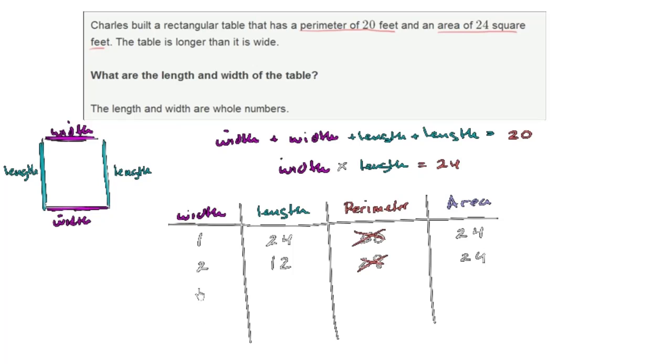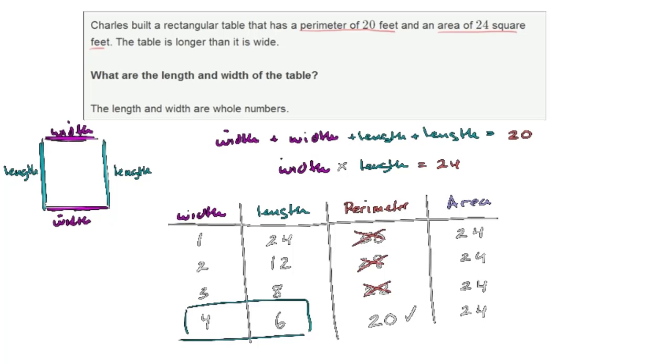Well, what about, let's see, 3 times 8 is also equal to 24. And what's 3 plus 3 is 6, plus 8 plus 8 is 16, 6 plus 16 is 22. Well, we're getting close, but it's still not a perimeter of 20. So that's not going to be right. Now, what about 4 and 6? Once again, 4 times 6 is 24. And what's 4 plus 4 plus 6 plus 6? Well, that's 8 plus 12, which is indeed equal to 20. So that works out. Our width is going to be 4 feet, and our length is going to be 6 feet.